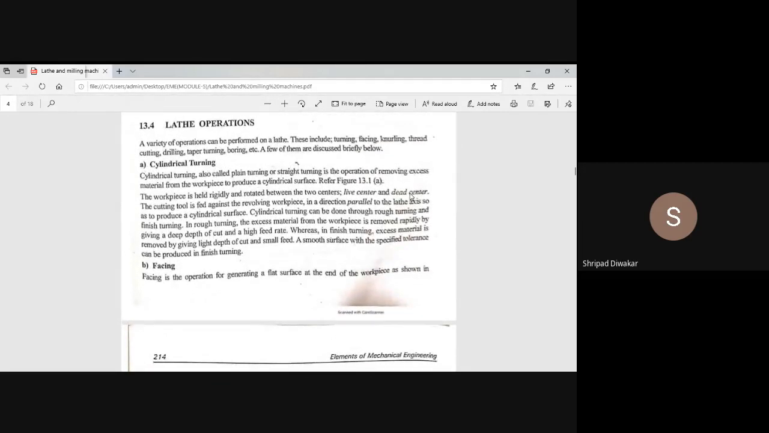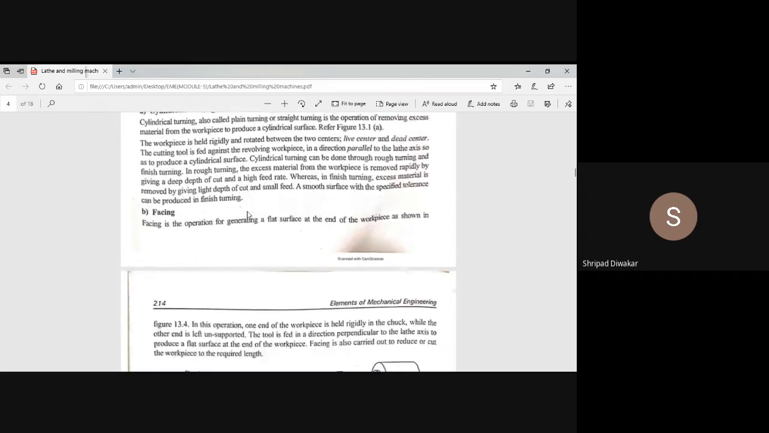First one is called cylindrical turning. Cylindrical turning means reducing the diameter of the job. For example, I am having a diameter of 100 mm and I want to reduce it to 80 mm. In that case, whatever the operation involved is known as cylindrical turning. Another name for cylindrical turning is plain turning or straight turning. Cylindrical turning means the reduction of diameter of the given job. This is the first operation.